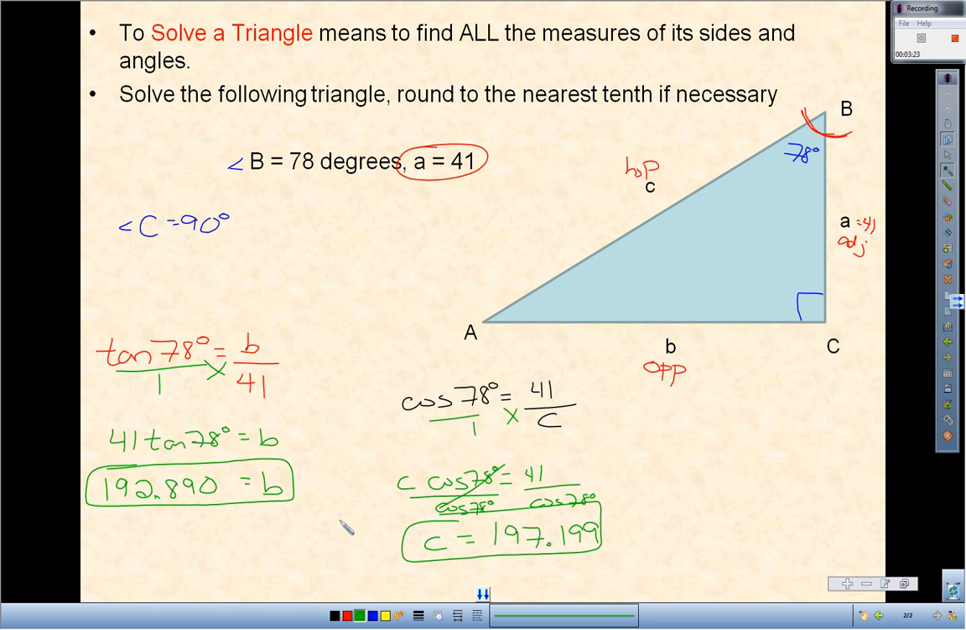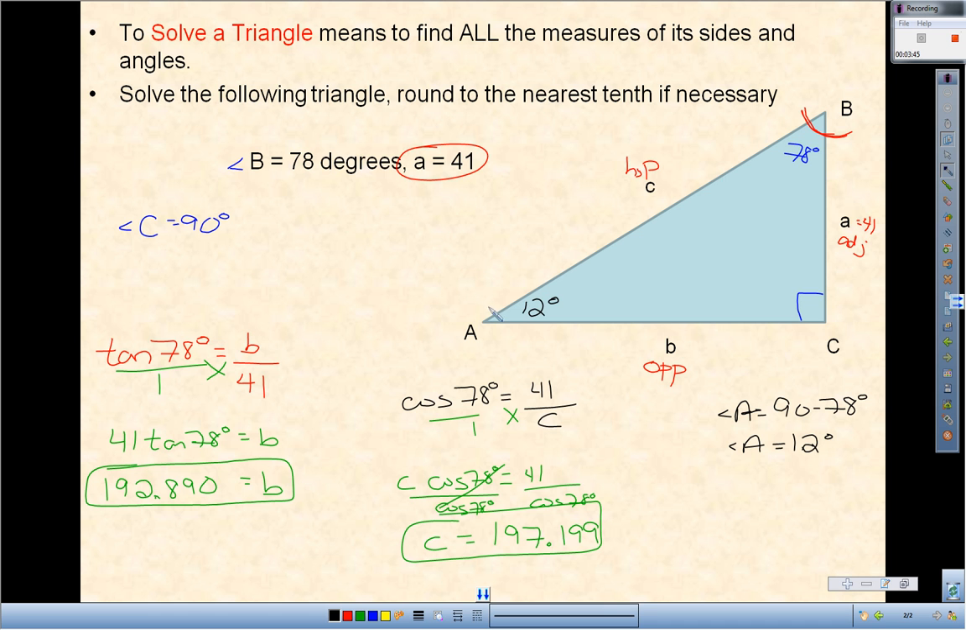Alright, so I've got all three sides now. Side A, side B, side C. I've even got angle B and angle C. Now again, one way that I could find angle A is to subtract 78 from 90, and that would tell me that angle A is 12 degrees. Another way of doing this is to use something called an inverse trig function.